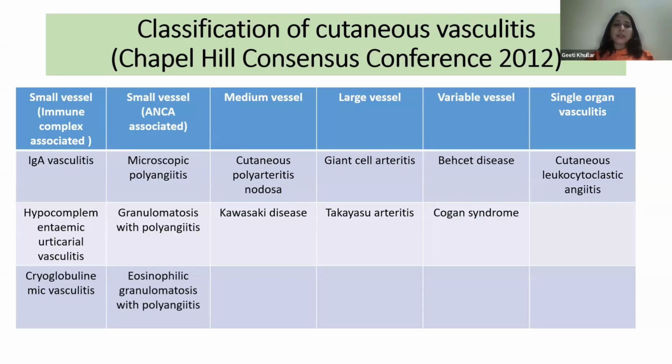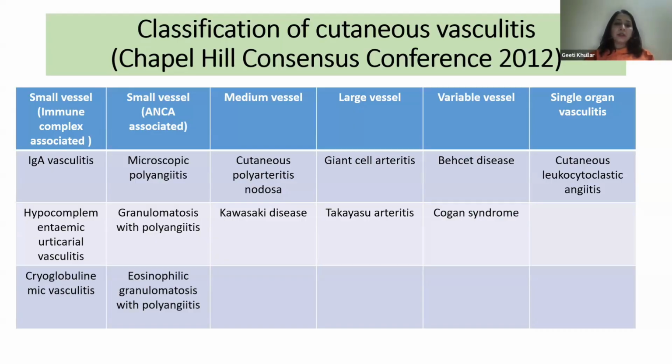It can be either small vessel, it can be medium vessel, it can be large vessel. Then it is either variable vessel. Variable vessel is when there is no particular size involved. It can involve either small, medium, or large vessel. And then there is a single organ vasculitis, which we commonly see, and that is the cutaneous leukocytoclastic angiitis or vasculitis.